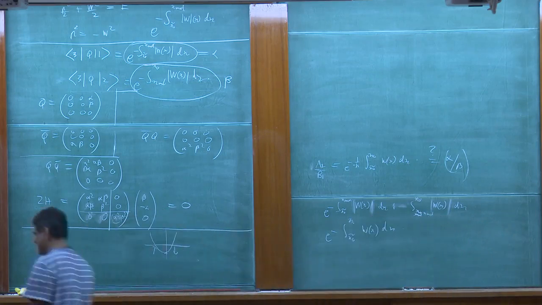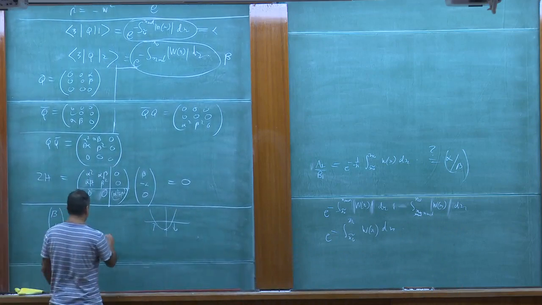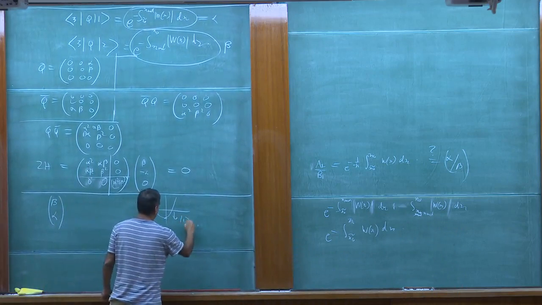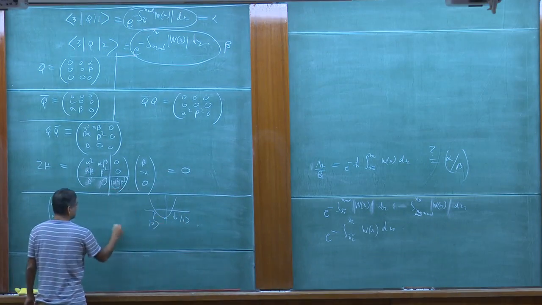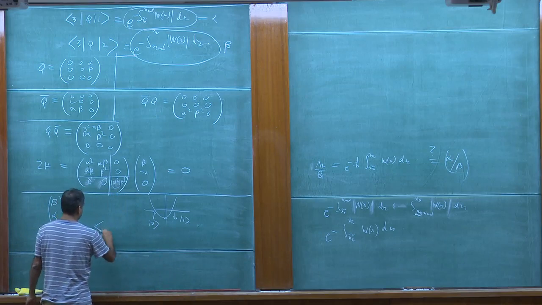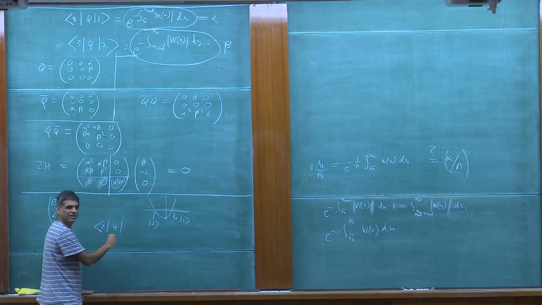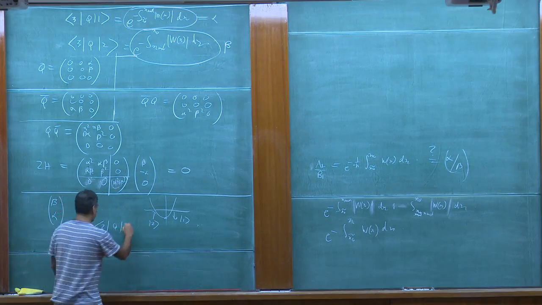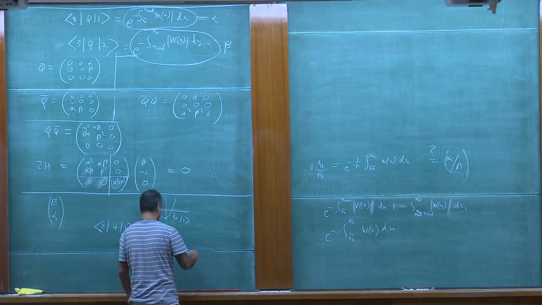Exactly. So as Sunil said, let's call this 1 and this 2. So the only non-zero element for Q is Q21. Q was raising, yeah. It's the only non-zero element. So we call this row and this column.